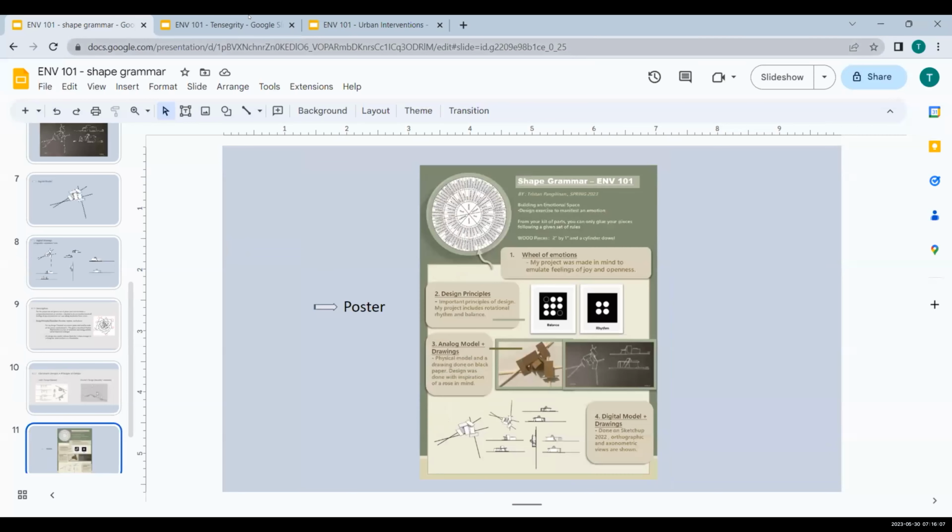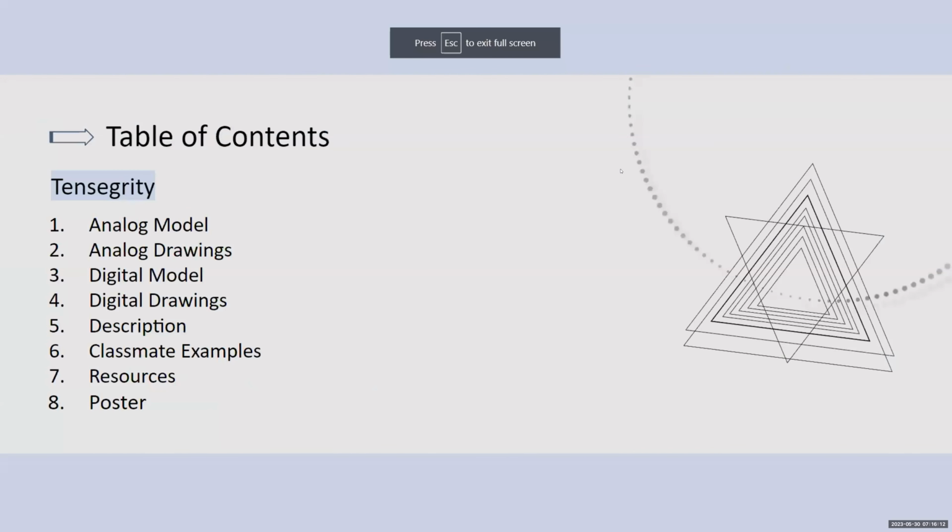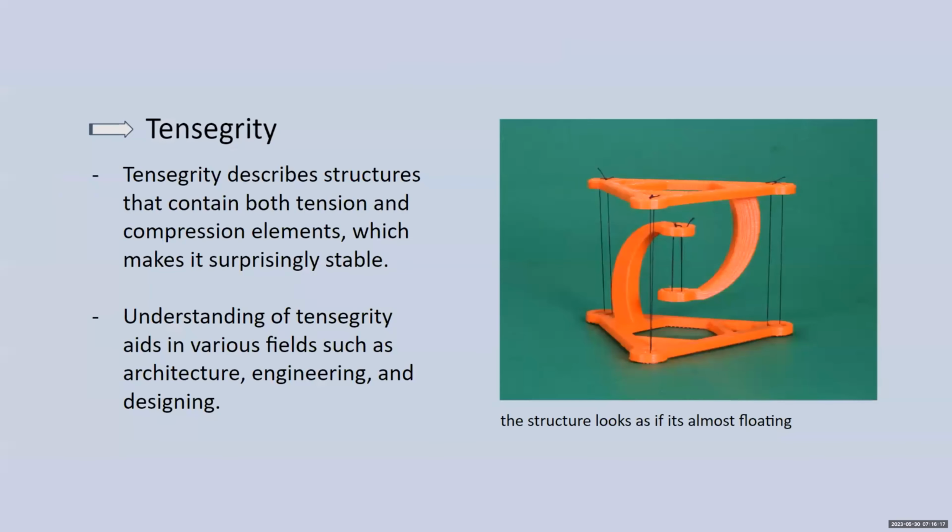Okay, next project, we have tensegrity. It follows the same format as the last one. And so what tensegrity is basically describes structures that have both tension and compression elements. And what this does is make structures stable. So understanding tensegrity can help in various fields such as architecture, engineering, and designing. And then here you can see an example of a tensegrity structure, and it looks like it's floating.